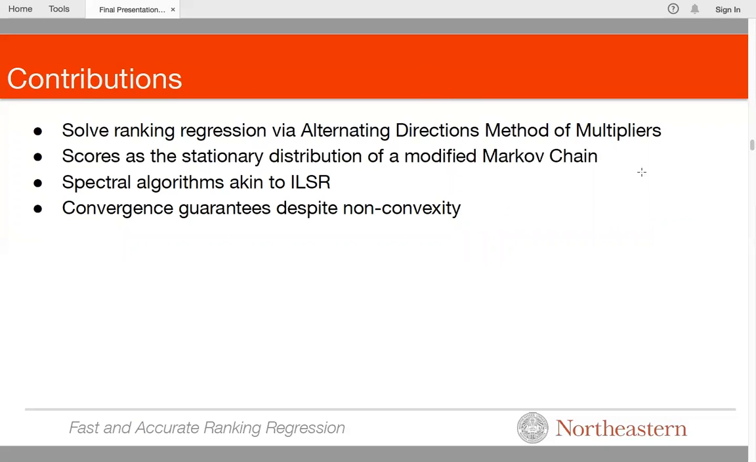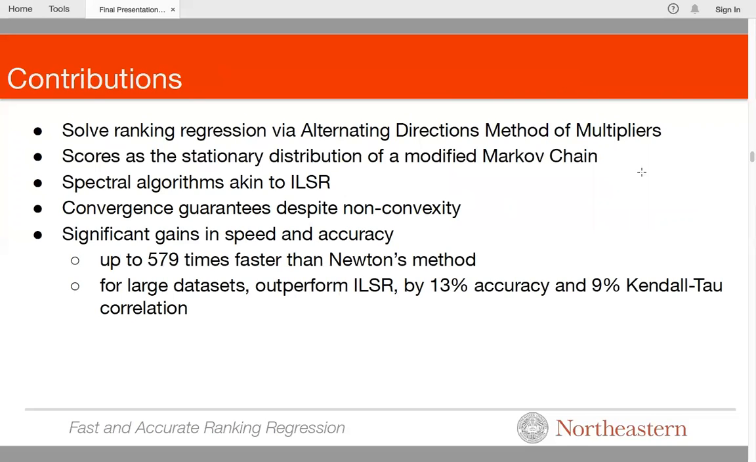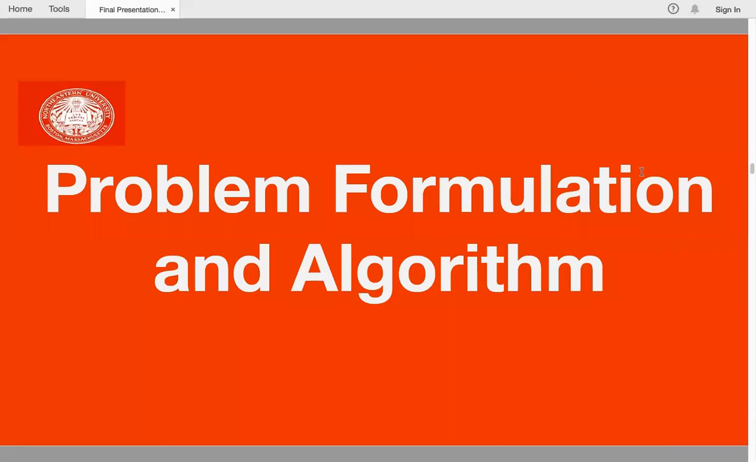Moreover, even though the problem that we solve is not convex, we can establish guarantees and the conditions under which we have convergence. The algorithms that we propose, furthermore, give us gains in both speed and accuracy. Compared to ranking regression methods, we are up to 579 times faster in convergence. Also, when we have large data sets, we benefit from learning from features and outperform ILSR by up to 13% accuracy. So let's look at the technical formulation of it.